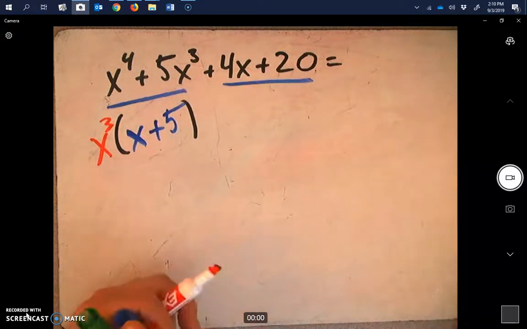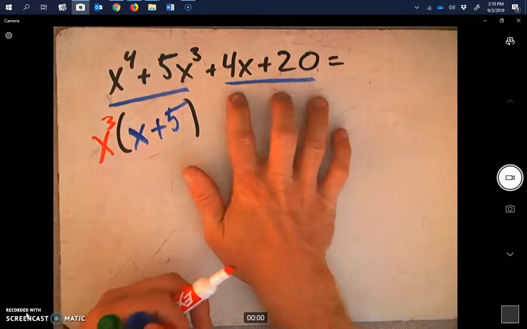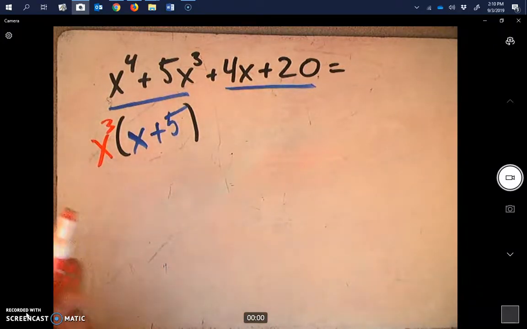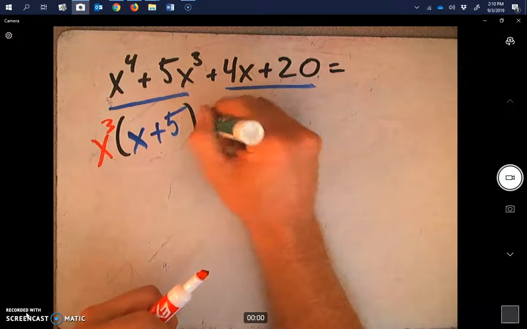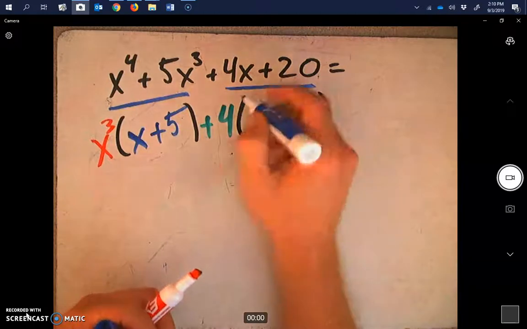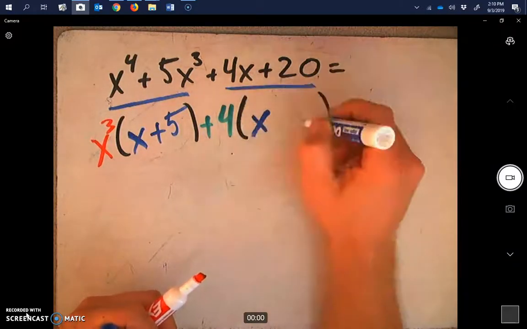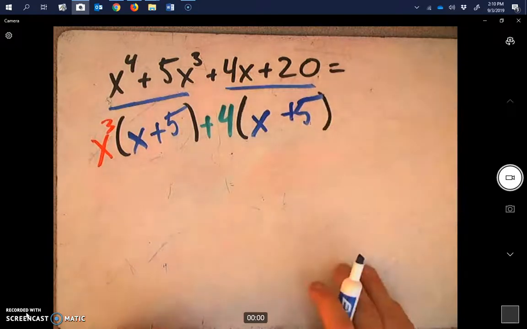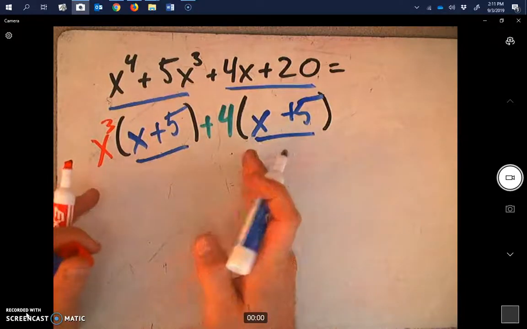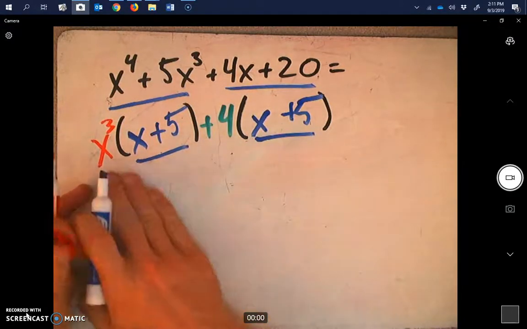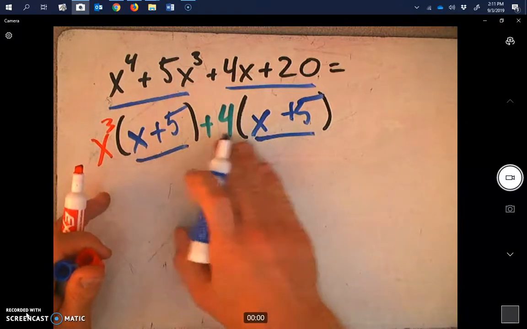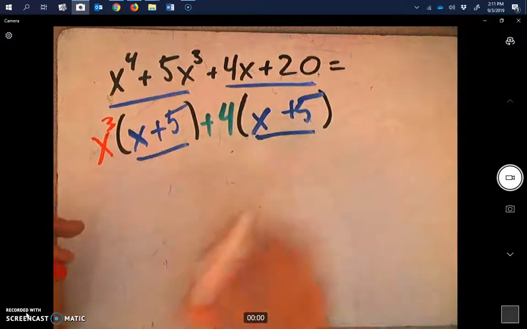All right? Now we're going to come over here. Do the exact same thing. What can we factor out of 4x and 20? Well, 4 can come out of both. So we get plus 4. And what's left over? Well, you're going to notice 4 times x and 4 times positive 5. You see how this and this are the same? That's what they're trying to get at. That's the goal. So x cubed times x plus 5 and 4 times x plus 5. They're both multiplying times x plus 5.